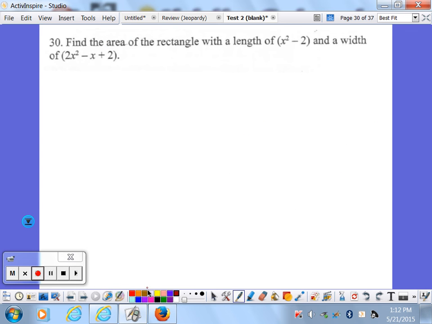Number 30 says to find the area of a rectangle with a length of x squared minus 2 and a width of 2x squared minus x plus 2. So if I am finding the area of a rectangle, I'm going to write down my area formula that I need to know for a rectangle. And I'm just going to plug in those pieces that they gave me. So it said that the length was x squared minus 2, so I'm going to plug that in for the length. And I'll always use parentheses whenever I'm plugging in a polynomial.